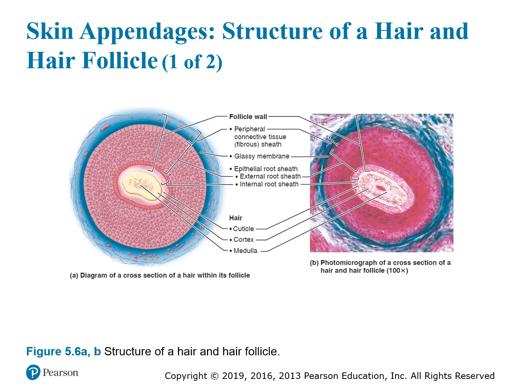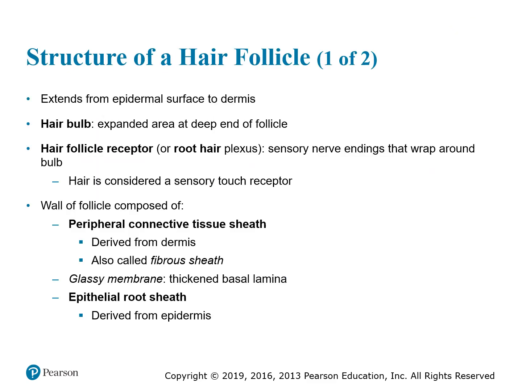So here we have a structure of the follicle itself. You have the cuticle, the medulla in the middle there, and the cortex. And then, of course, we see the follicle wall itself. And here is the photomicrograph of a cross-section of hair and hair follicles at 100 times magnification. So, moving on.